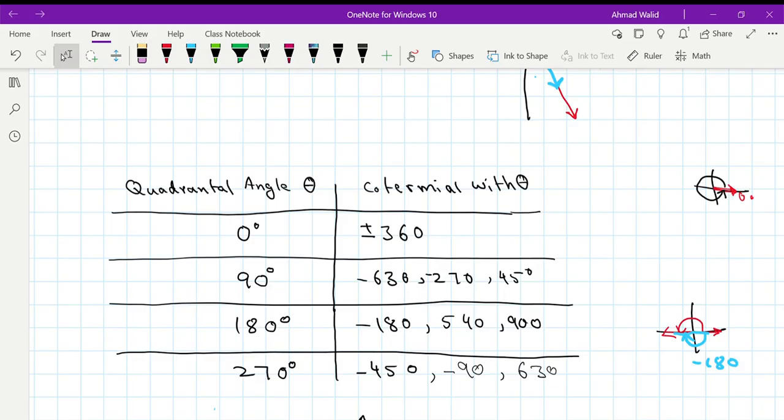I will stop the lecture here. This much is good enough for section 1.1. See you all in section 1.2.